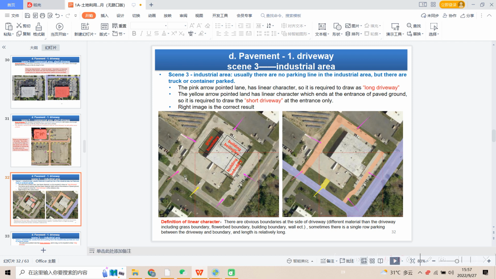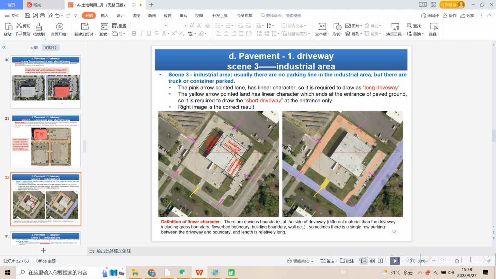First, starting from here, is connecting to the road to this industrial area, right? And we have a grass boundary on both sides, and the building boundary, single row parking, and grass boundary on either side. So in this example, this lane here can fit the definition of linear character, right? And this one as well. We have a grass boundary and building boundary, single row parking, and grass boundary. So what's inside in the middle is the long driveway. So this is the finished result.